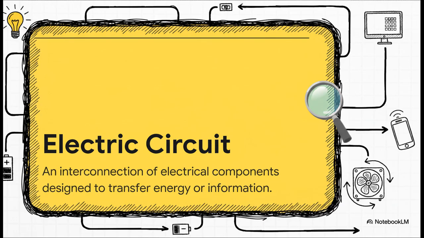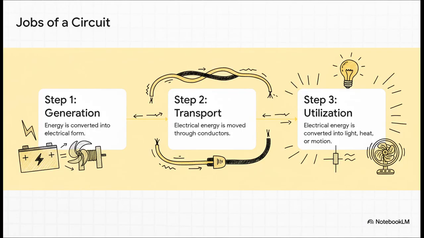Either it's moving energy to get some work done, lighting a light bulb, spinning a motor, or it's moving information. And that's the foundation for, well, every computer and phone we use. And pretty much every circuit has three basic jobs to do.